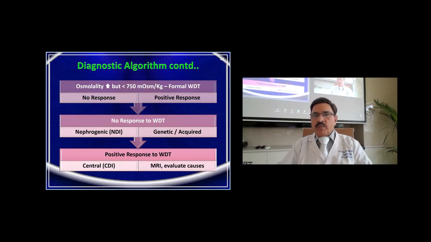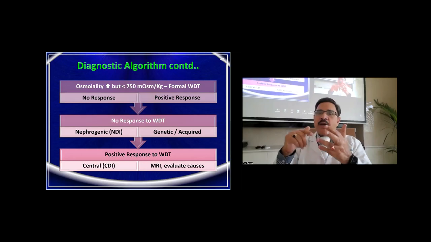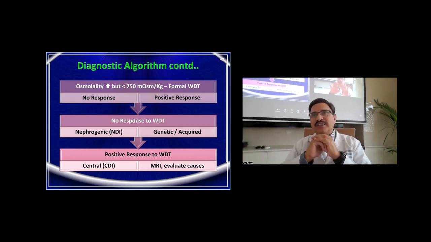So what is the next one? Osmolarity is increased, all right, but it is not increased to 750 or more. From 300 it has come to 600 or 500, but still it is less than 750. That means, in spite of withholding the fluid for 12 hours, the pituitary kidney axis, ADH axis, is not properly responding. Either it could be pituitary cause, central diabetes insipidus, or it could be genetic cause of nephrogenic diabetes. Now I have to separate these two. How do I do that?